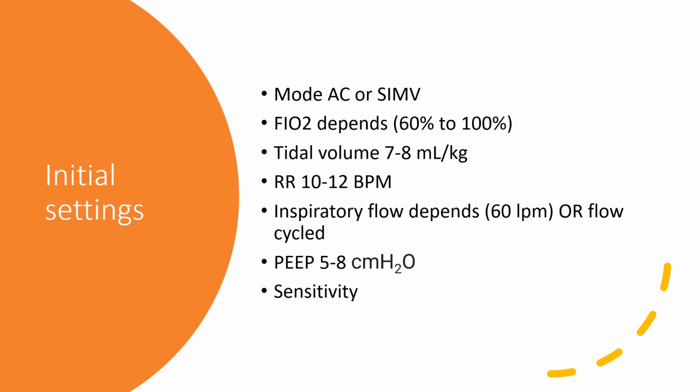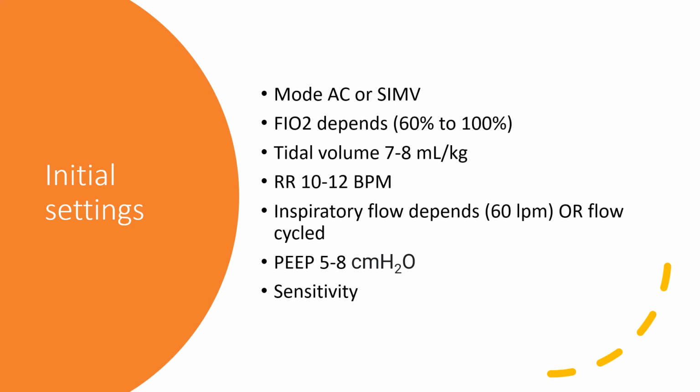Tidal volumes, we talked about those. We want to use ideal body weight for tidal volume. So based on their ideal body weight, based on the calculation I showed you earlier, you want to give about 7 to 8 cc's per kilogram. That is a decent tidal volume to start with. Your respiratory rate could be anywhere from 10 to 12. And as I mentioned earlier, if you have an obese patient, you might want to bump up the rate to about 15 because they typically take smaller tidal volumes and breathe quicker.